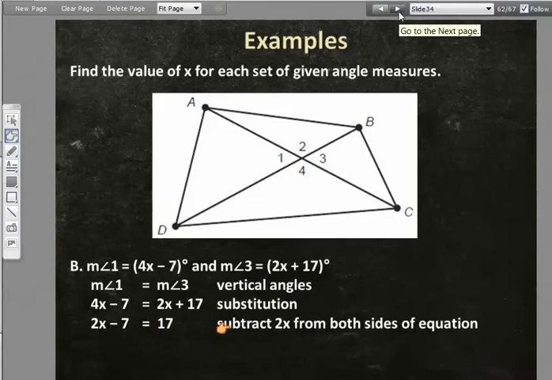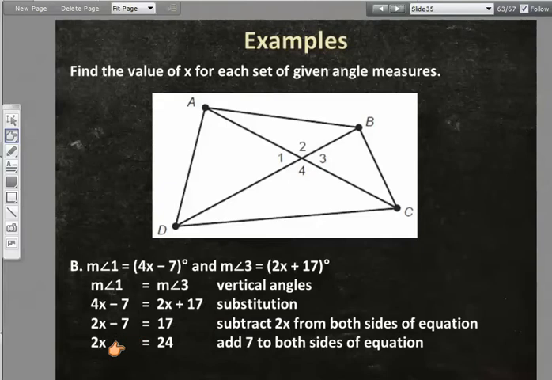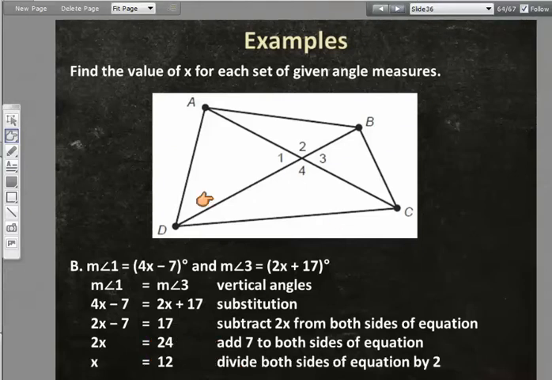Okay, now I got to get all the constants over to the right side of the equation. So I added 7 to 7, which is canceled out. Added 7 to 17, which gave me 24. So all I did was add 7 to both sides of the equation, and then I divide both sides by 2. 24 divided by 2 gives me 12. So the value of x in part B is going to be 12.